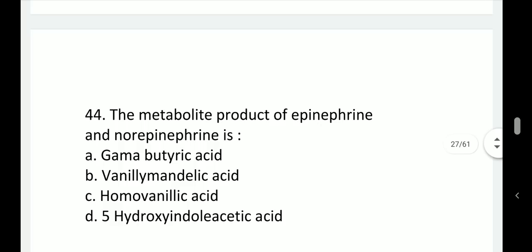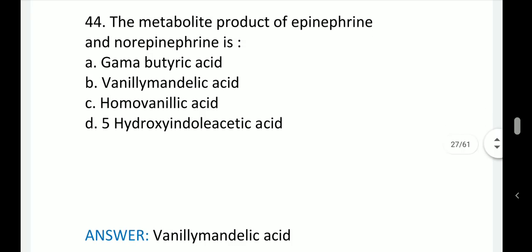Question number 44. The metabolite product of epinephrine and norepinephrine is option A, gamma butyric acid, option B, vanillyl mandelic acid, option C, homovanillic acid, option D, 5-hydroxyindoleacetic acid. Answer is option B, vanillyl mandelic acid.